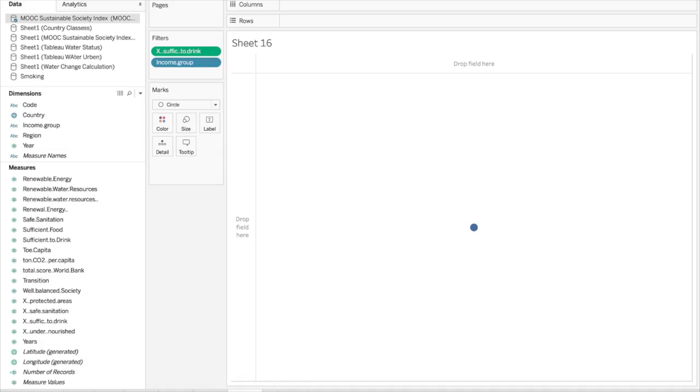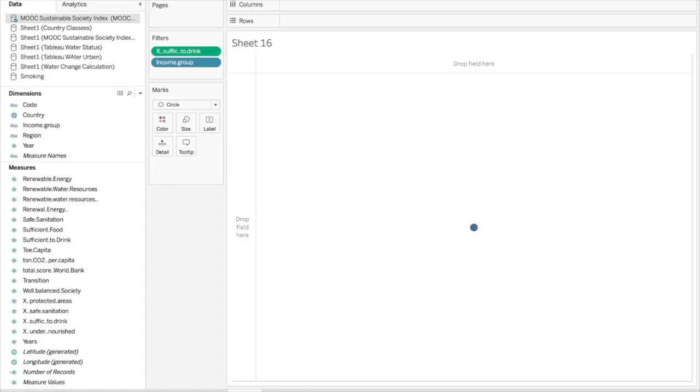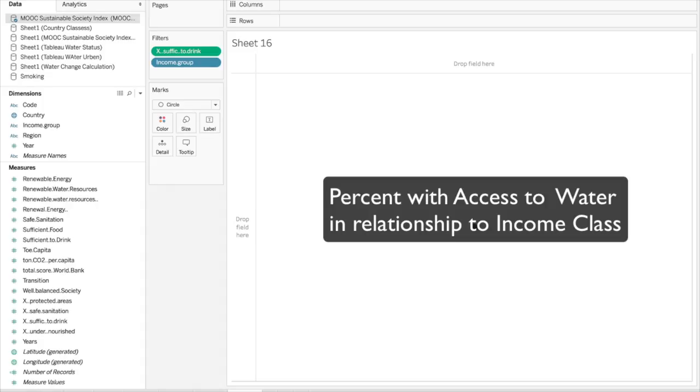Now that we've looked at two number variables having relationships and two non-number variables, let's look at one of each: how it looks when a number variable is in relationship with a non-number variable. Continuing with our data journalism story on water, let's look at the percent with access to drinking water by income class, because remember, we're interested in equity.